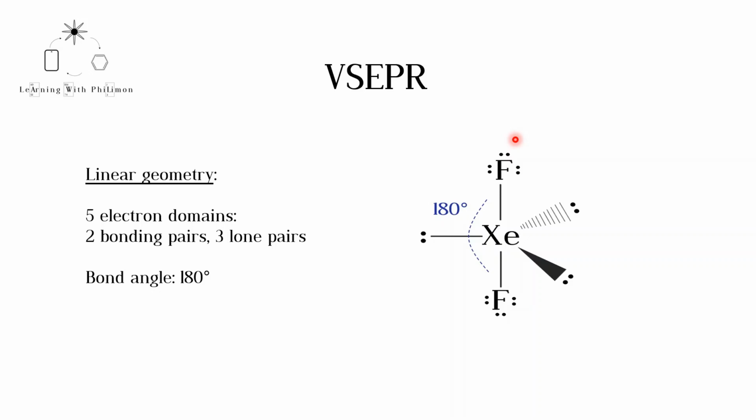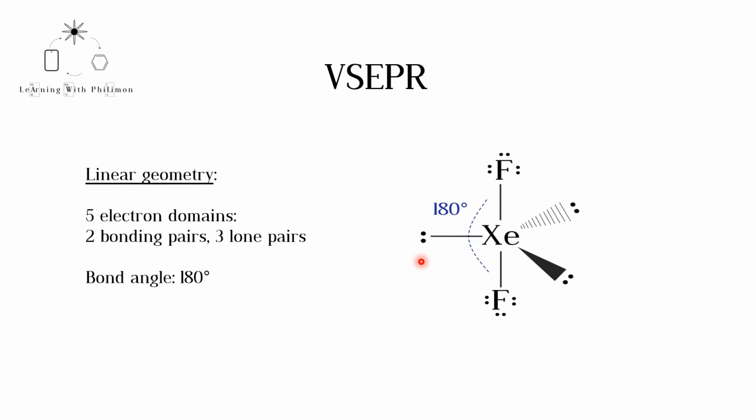Xenon, like the other noble gases, has a complete outer shell, so it is unreactive. However, it can form some compounds. Xenon has 8 valence electrons. It uses 2 of these to form 2 single bonds with 2 fluorine atoms, leaving 3 lone pairs of electrons. Note that xenon now has 10 valence electrons after bonding, an expanded octet.